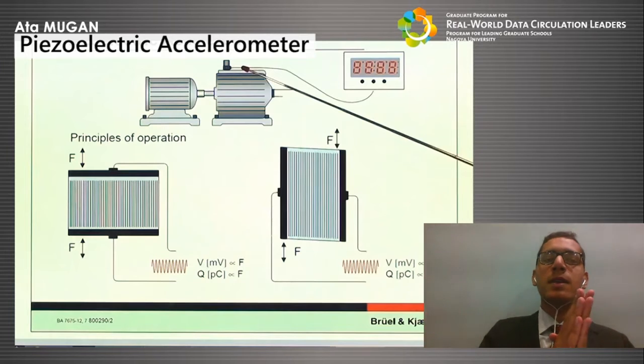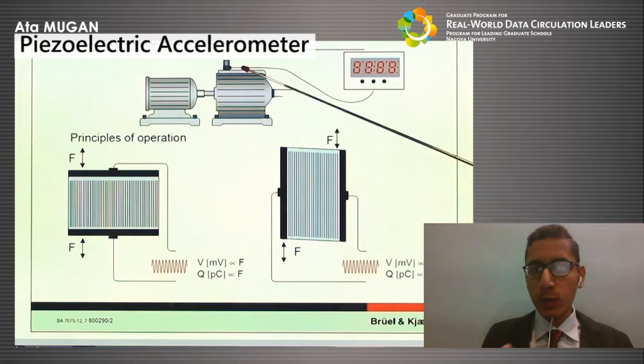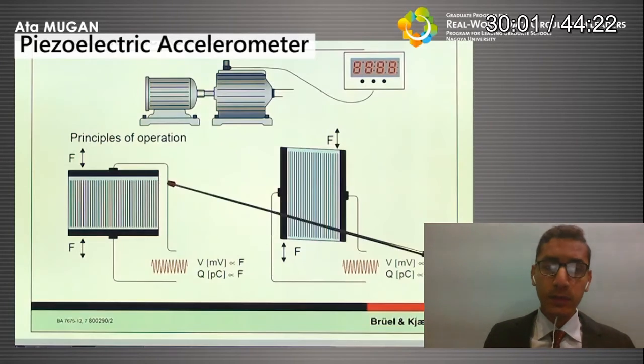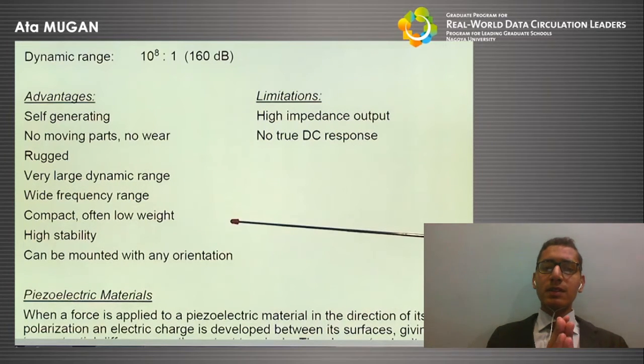And finally, we have the piezoelectric accelerometer. Now this is the most important one, and this is most widely used since it gives us the maximum number of applications that give us our desired output. The piezoelectric accelerometer is attached on top of the machinery, and we get the following results as shown in the next figures. Now, its dynamic range is given, its limitations are that it's high impedance output and no true DC response.